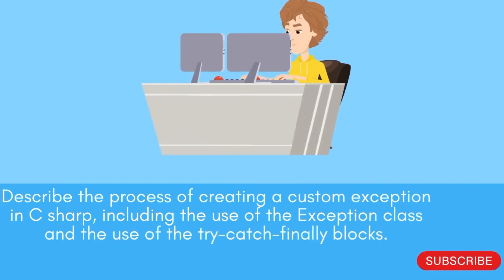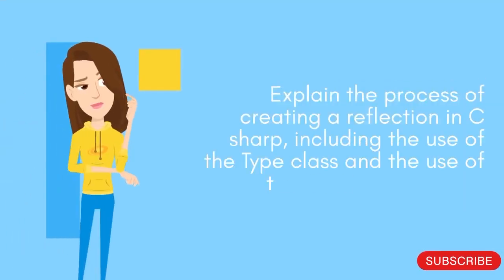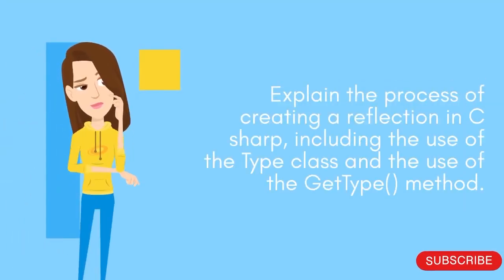Describe the process of creating a custom exception in C#, including the use of the Exception class and the use of try-catch-finally blocks. Explain the process of using reflection in C#, including the use of the Type class and the use of the GetType method.